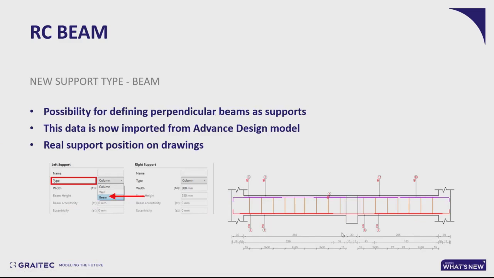Now we can also have and define perpendicular beams as supports. So when we are designing or detailing a beam, now you can have a secondary beam coming into that and acting as a support. This data also can be manually edited, and also it can be imported directly from advanced design. And you have the option here to define the positioning of that beam. So again, this feature will help us to get a better quality of drawings, as you see here in this drawing there.